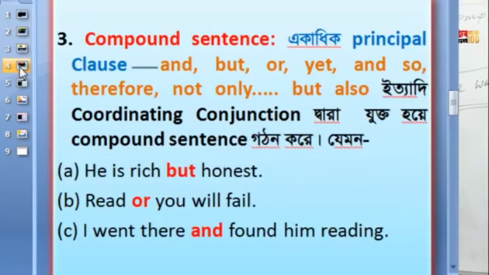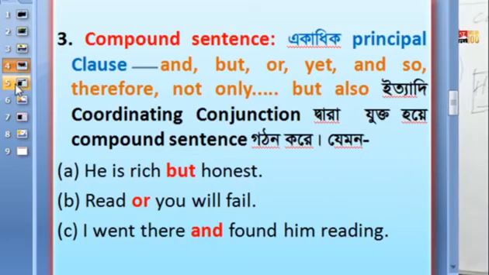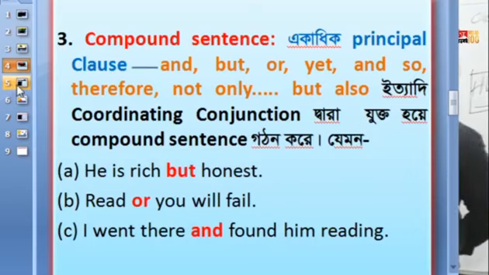And in a compound sentence, I told you that you can make a compound sentence by adding more than one principal clause. That means all the clauses will be principal. No clause will depend on any other clause. So you can make a compound sentence by using a coordinating conjunction like and, but, or, yet, and so. Therefore, not only but also, in this way you can make a compound sentence.